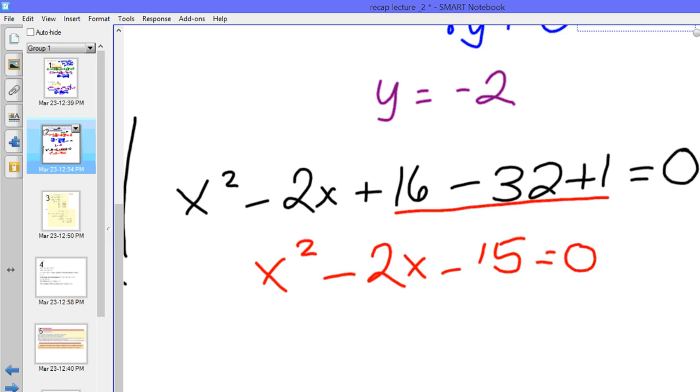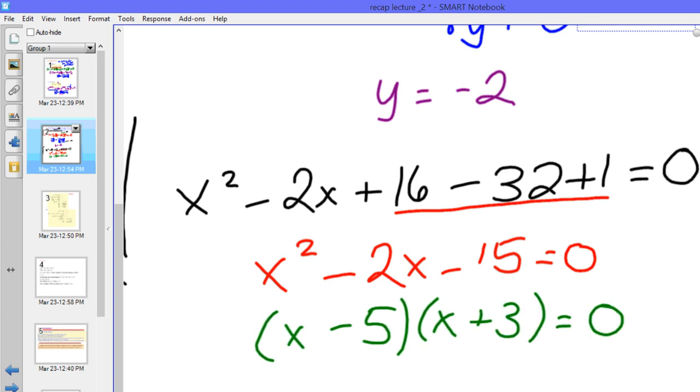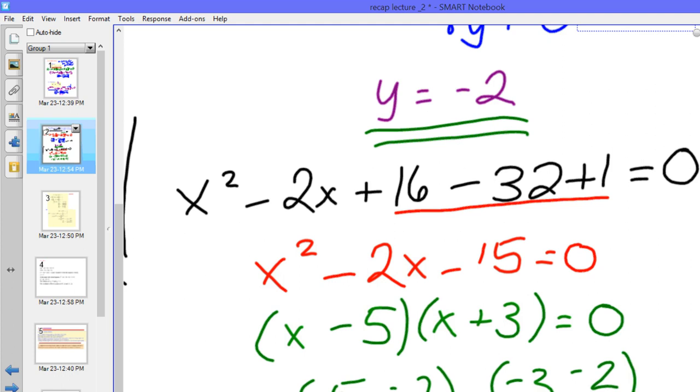So factoring here would give us two solutions. So we have the solution, the ordered pair of 5, then negative 2. And we have the solution of negative 3 and negative 2. The negative 2 is from the y coordinate we found already. So these are the two locations where the tangent line goes vertical.